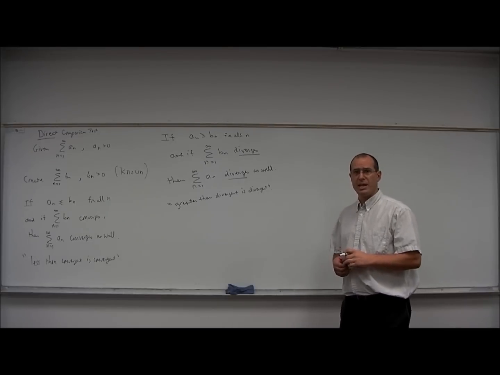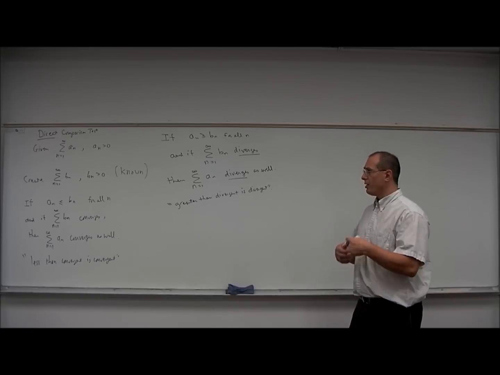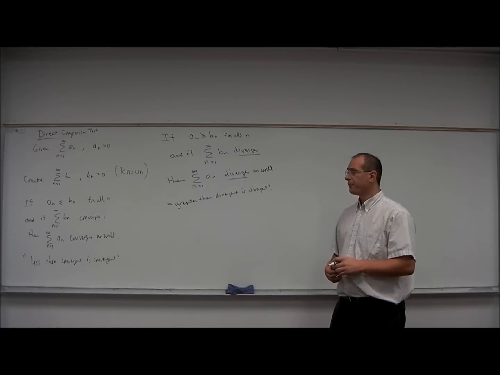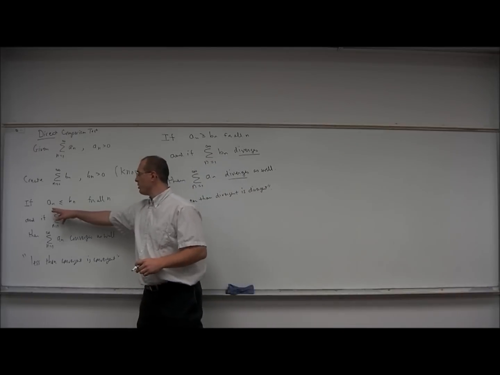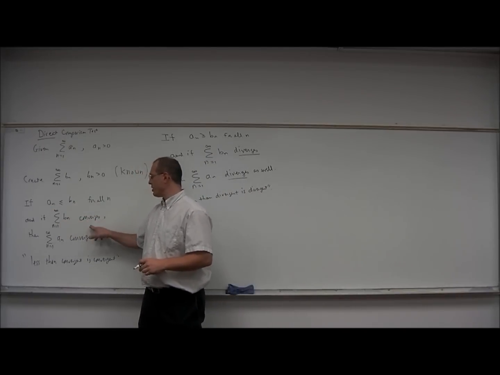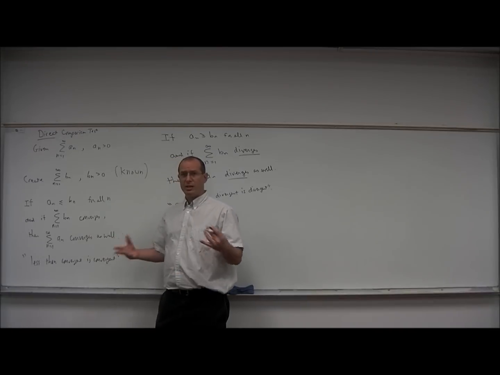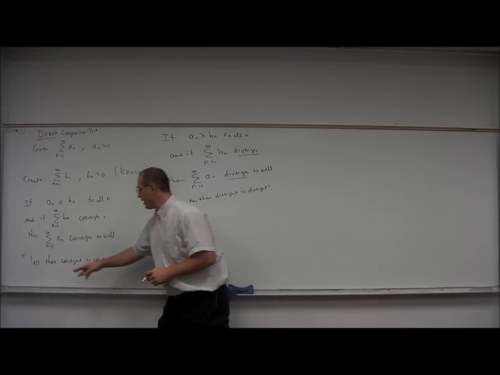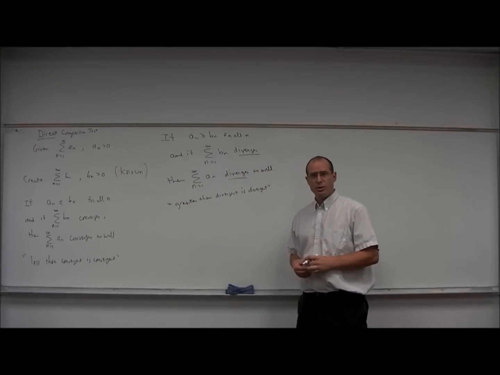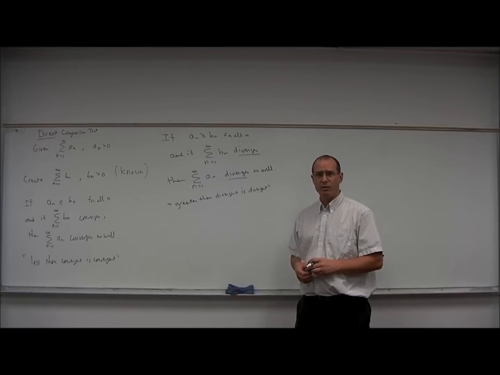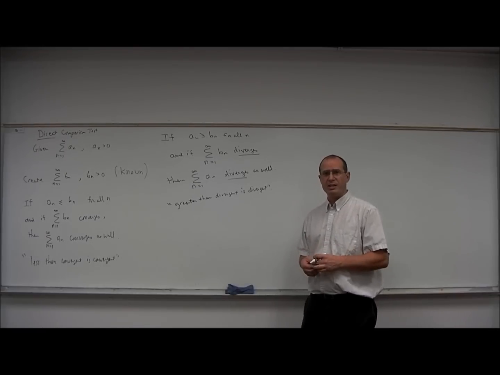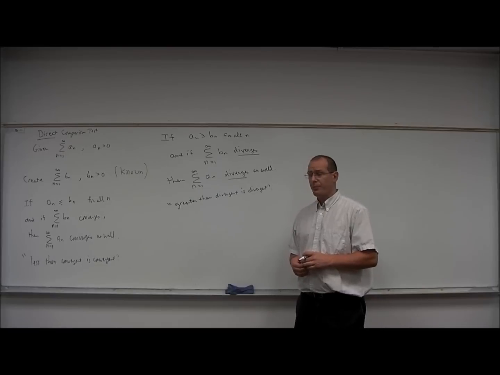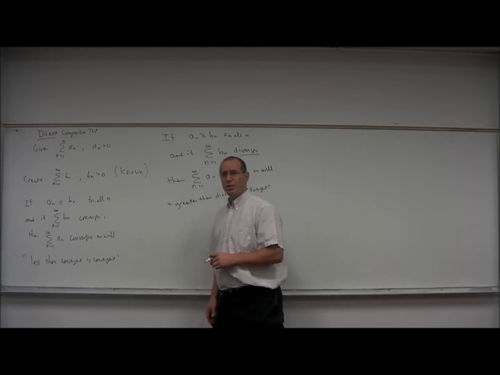Before we look at a couple of examples, let's notice that there are two possibilities that the direct comparison test does not cover. If the ANs are greater than or equal to the BNs and the summation of the BNs converges, then there's no conclusion from the direct comparison test. Greater than a convergent, there's no conclusion. If the convergent series adds to 12, then a series that's greater than it might add to 15, thereby converging, or it might add to infinity, thereby diverging. So greater than a convergent will give us no conclusion.